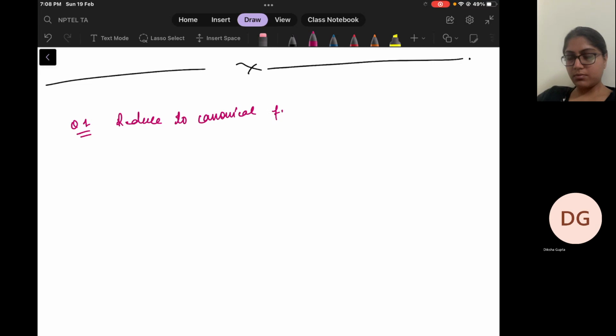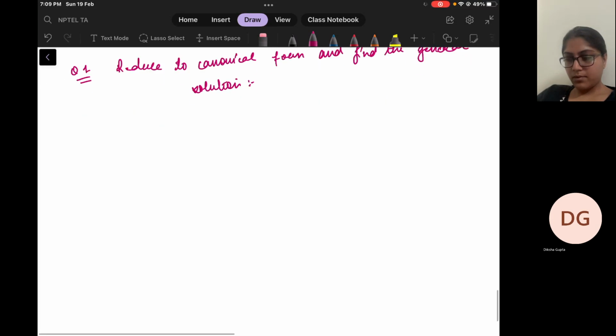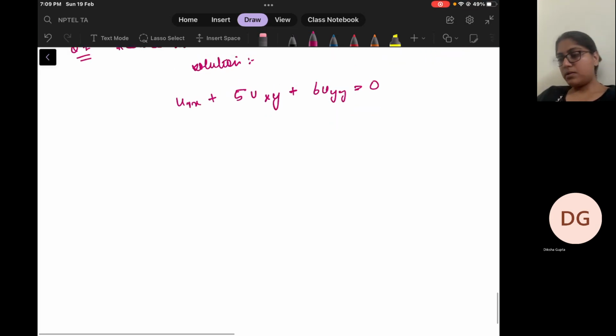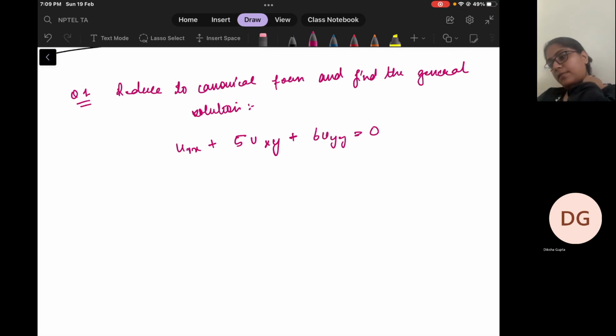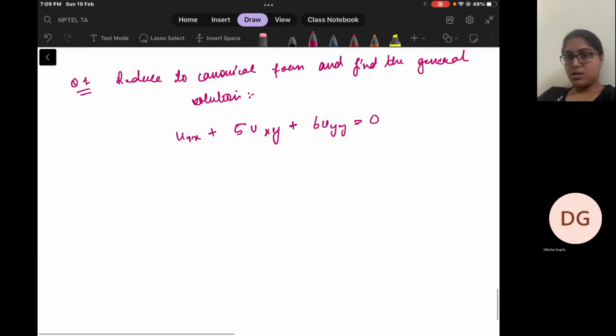Reduce to canonical form and find the general solution of the following second order PDE: uxx plus 5uxy plus 6uyy equals 0. So the question is, we have to reduce the given PDE into a simpler form and try to find the solution.